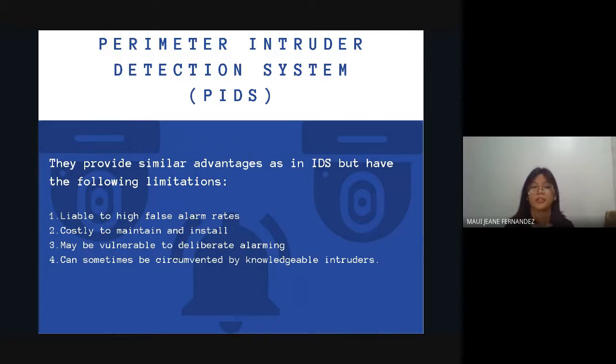First is liable to high false alarm rates. Second is costly to maintain and install. Third is may be vulnerable to deliberate alarming. And fourth is can be sometimes circumvented by knowledgeable intruders.